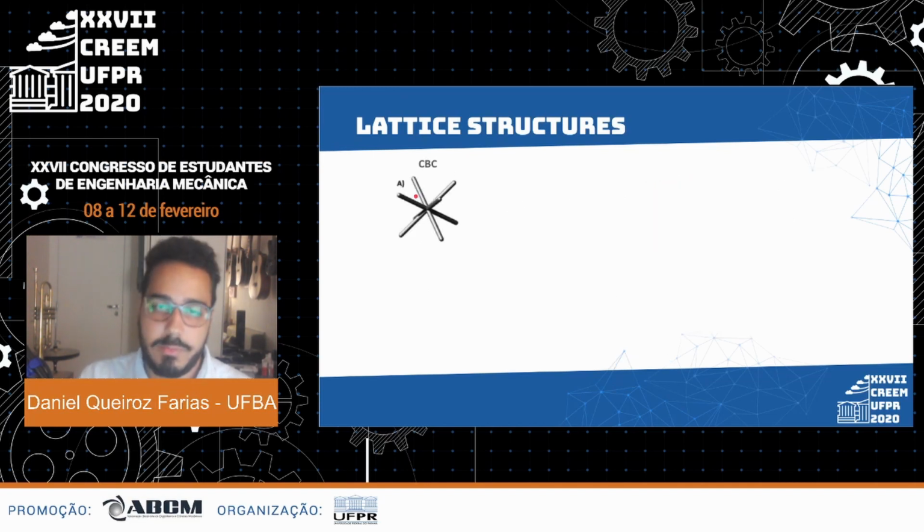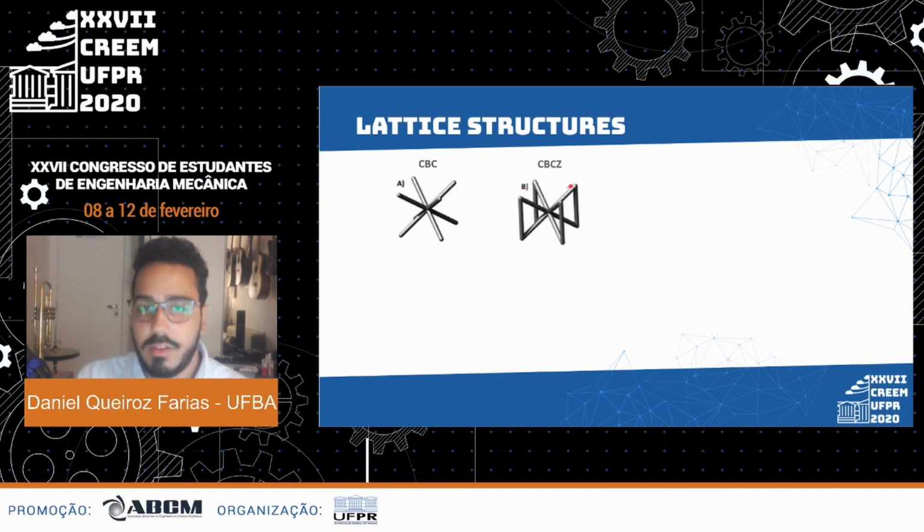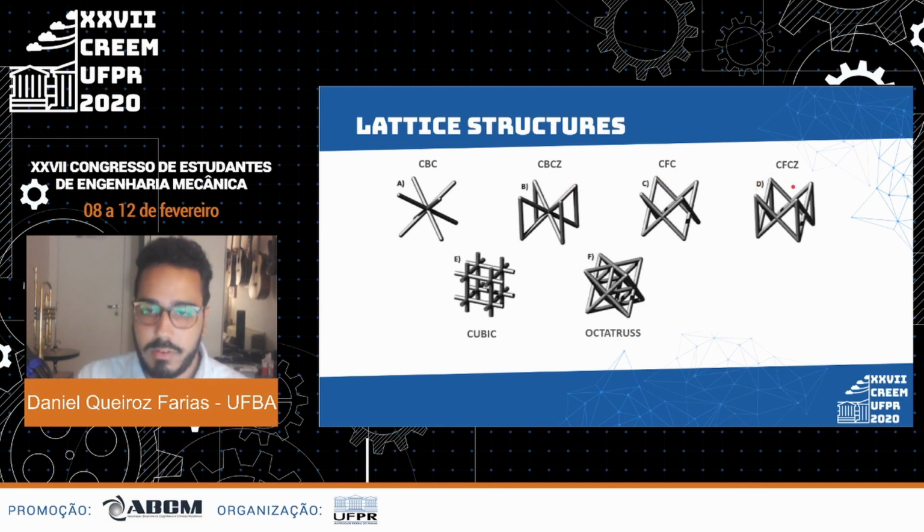There are multiple types of lattice structures, beginning with one of the most common, which is the cubic with a body centered, and its variation is Z, and also a cubic with face centered, and its variation is Z, and also a cubic and octatruss, and also Schwarz diamond.